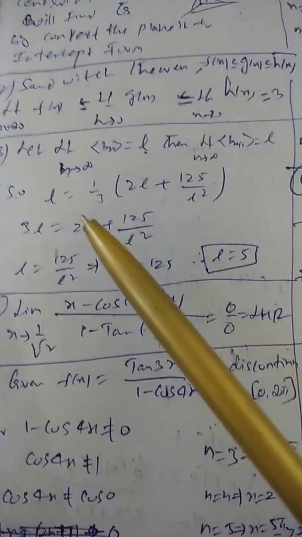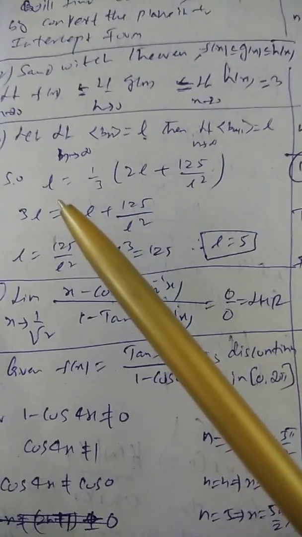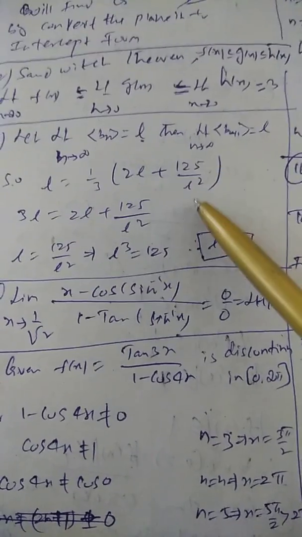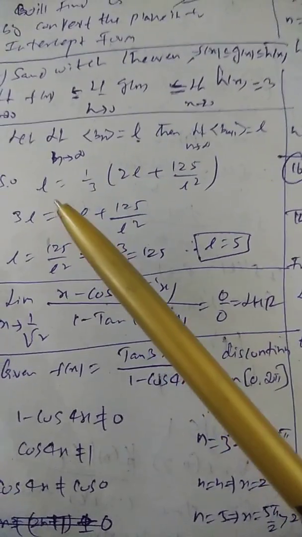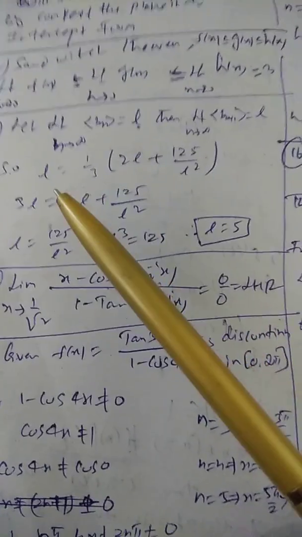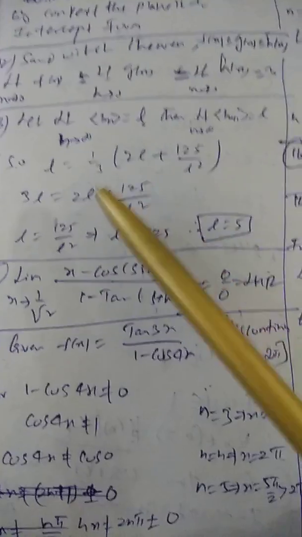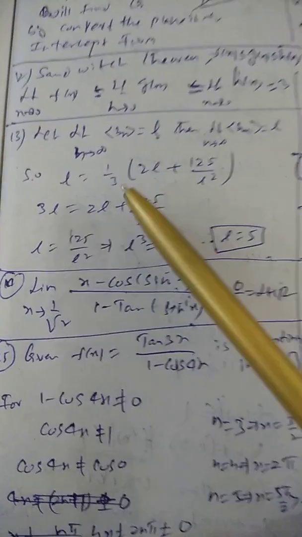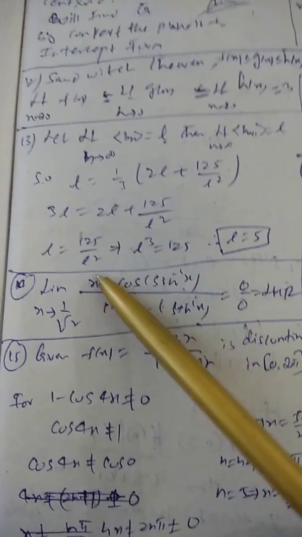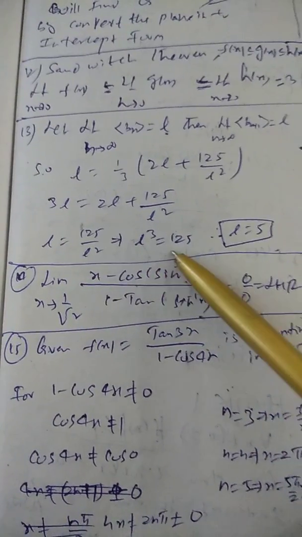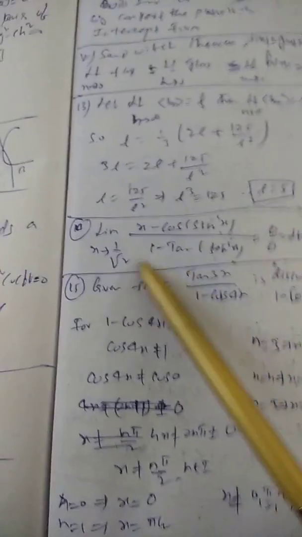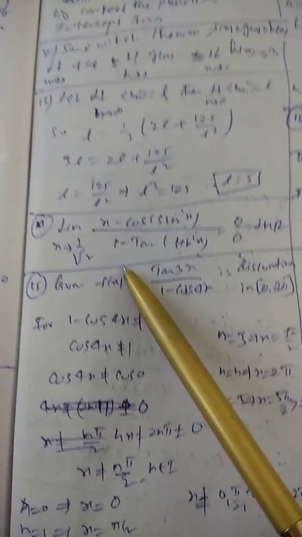So then L equals, given this question, 1 by 3 of 2L plus 125 by L square, where Bn plus 1 is L and Bn is also L. Limit of Bn is L, limit of Bn plus 1 is also L. Substitute the L values here. So solving this, 3L equals 2L plus 125 by L square. L equals 125 by L square, L cube equals 125, so L is 5. Limit value is 5.